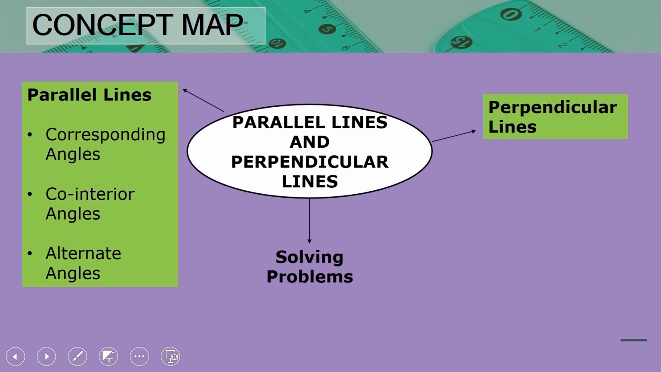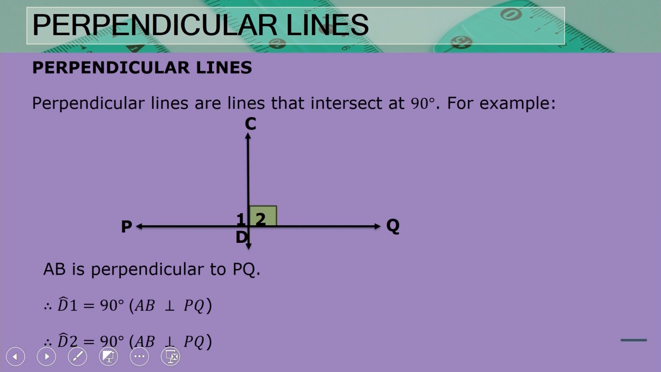So let's move on to when we have perpendicular lines, which is the next point on our concept map. Perpendicular lines are lines that intersect at 90 degrees.